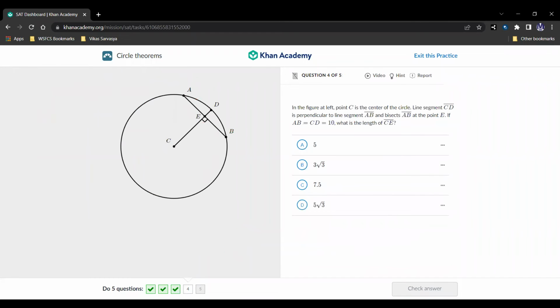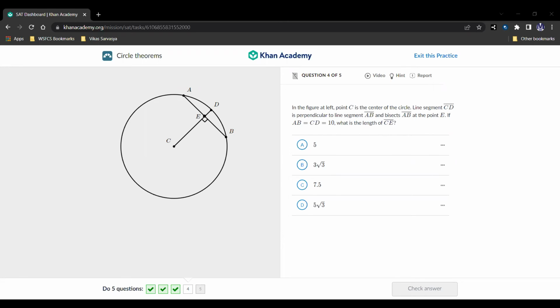All right, and here we are. In the figure at left, point C is the center of the circle. Line segment CD is perpendicular to line segment AB and bisects AB at point E. If AB equals CD equals 10, what is the length of CE?